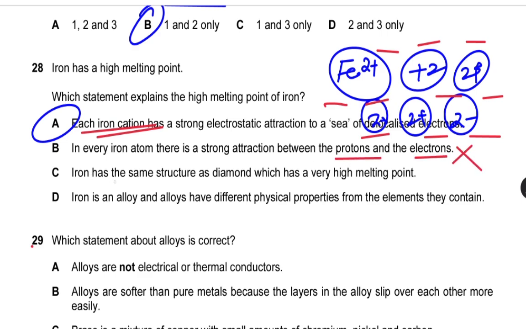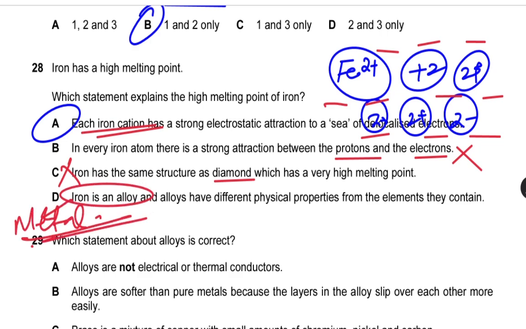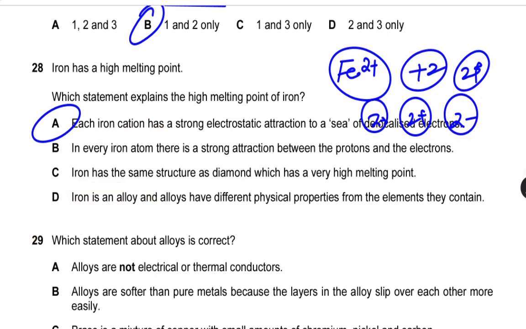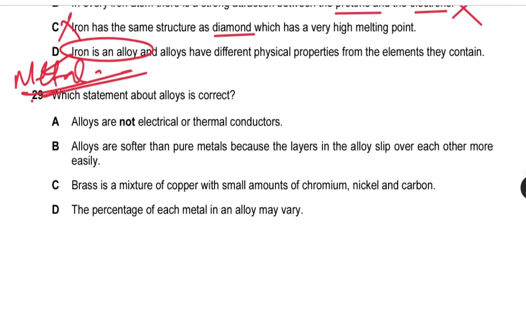No. Iron has the same structure as diamond. No. Iron is an alloy and alloys have different physical properties. No, iron is a metal. What is an alloy? An alloy is a mixture of metals. So iron is not a mixture. Which statement about alloys is correct? Alloys are correct. Okay.